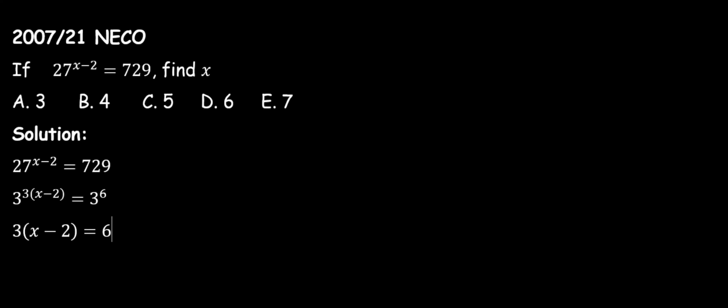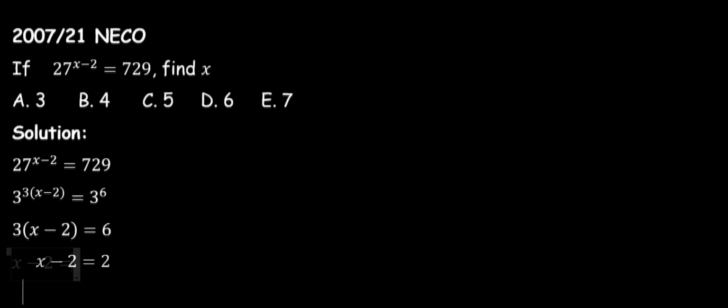Solving. Open up your bracket. First of all, we divide both sides by 3 and you have x minus 2 equals 2. Collect like terms together. x will now be equal to 2 plus 2. And that will give you x equals 4.